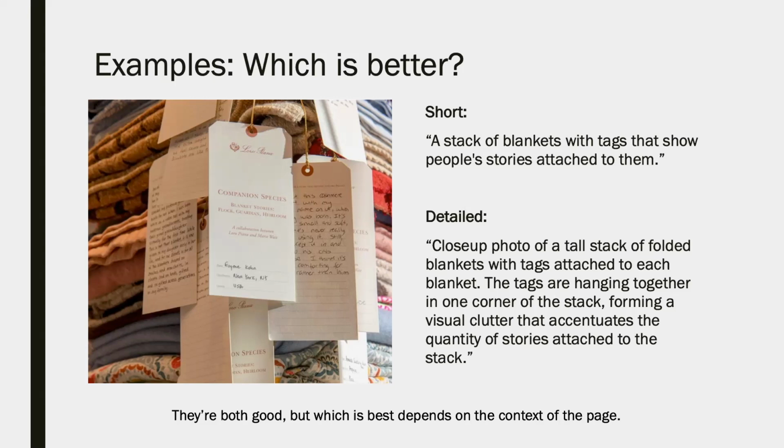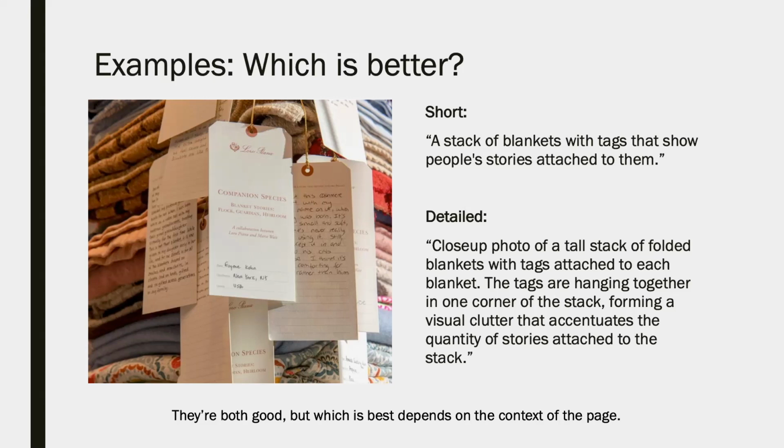Pardon me. And a more detailed alt text description could be something like, close-up photo of a tall stack of folded blankets with tags attached to each blanket. The tags are hanging together in one corner of the stack, forming a visual clutter that accentuates the quantity of stories attached to the stack. That second description is a little bit more detailed and in some ways a little bit interpretive. And the question that you have to ask is, well, which one of those is a better version of alt text for this particular image?